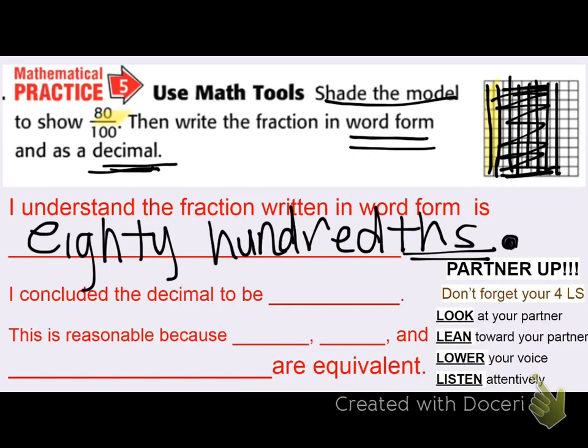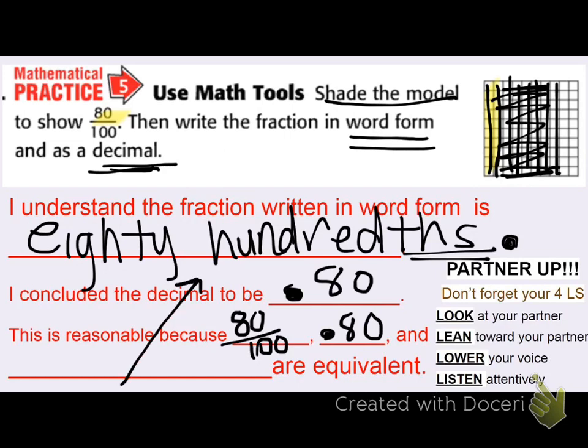I concluded the decimal to be 80 in the hundredths place. I need to make sure that last digit ends in the hundredths place. It's reasonable because the fraction 80 over 100, or 80 hundredths, and the decimal 80 hundredths, 8 in the tenths, and 0 in the hundredths, 80 hundredths, and our word form 80 hundredths are all equivalent. They have the same value.